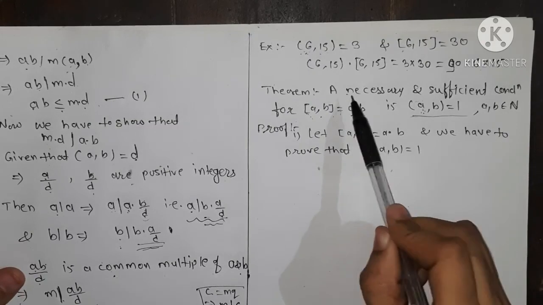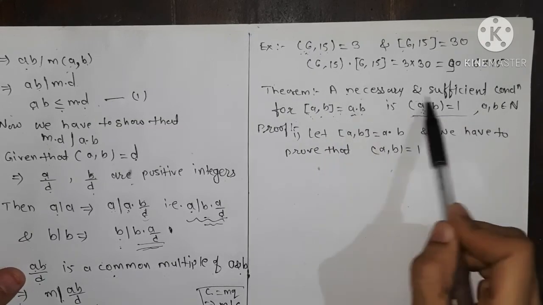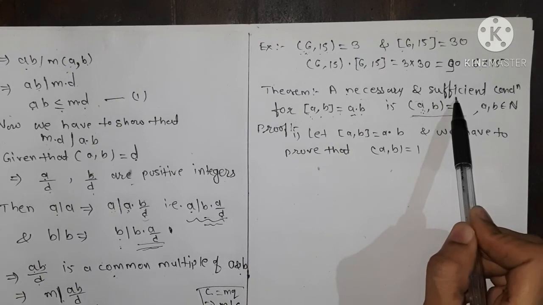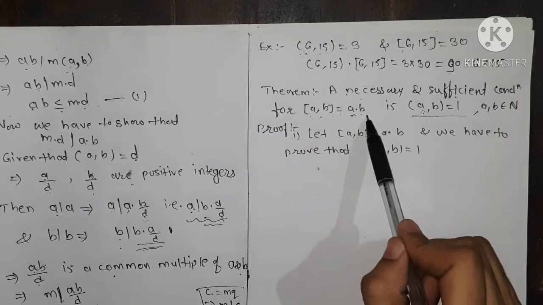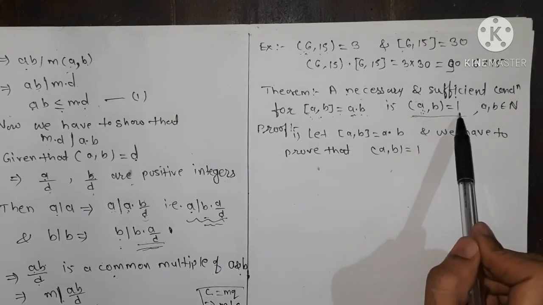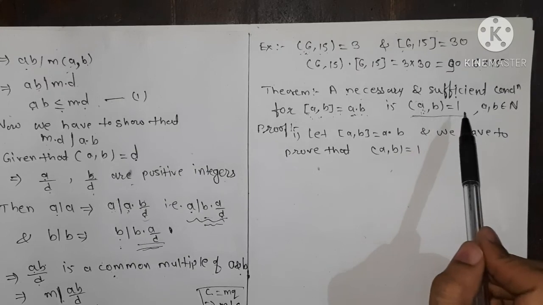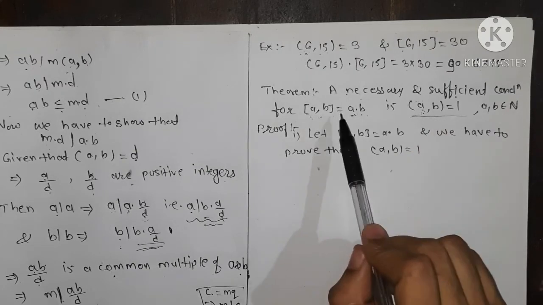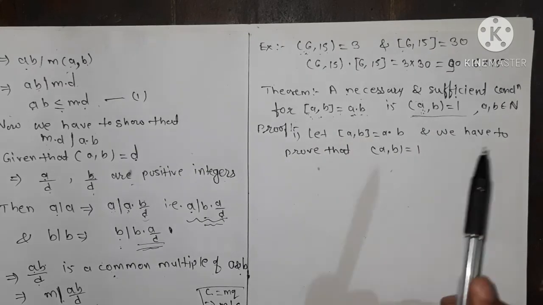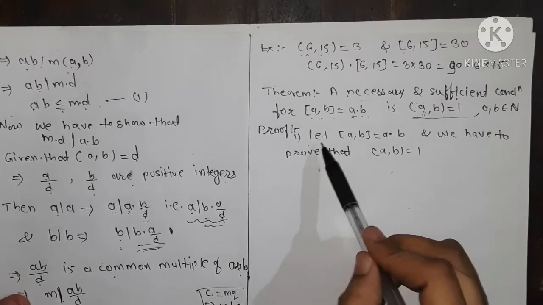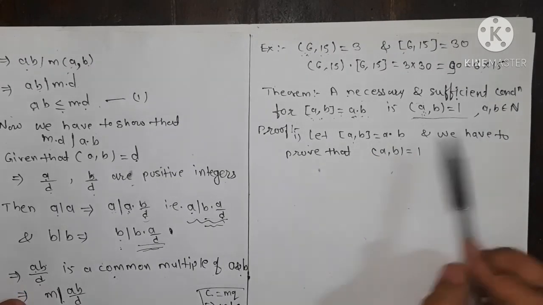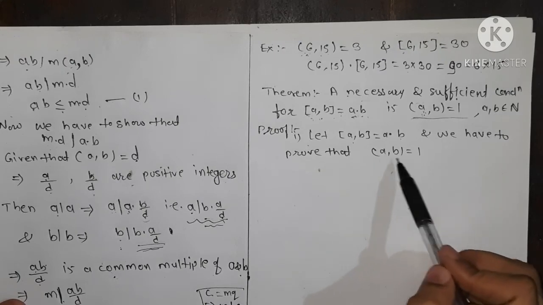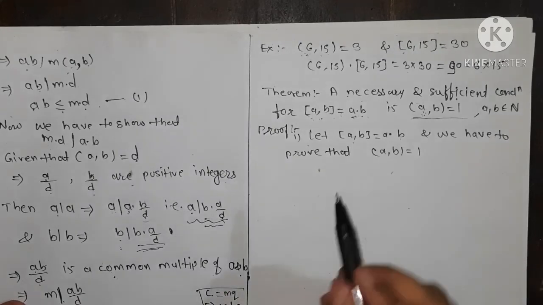The theorem is given here as a necessary and sufficient condition. Necessary and sufficient condition means an if and only if condition. So if the LCM is equal to a into b, then GCD of a comma b is equal to 1. And if GCD of a comma b equals 1 is given, then the LCM is the product of integers. So we assume in the first case that the LCM is equal to the product of integers, and we have to prove that GCD of a comma b is equal to 1.